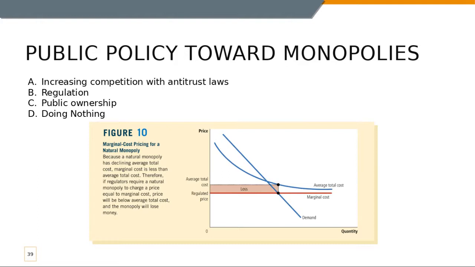Another option, though, is simply regulation. If we're worried about a monopoly, but the monopoly is effective, what we can do, particularly for natural monopolies, is put regulations in place that protect individuals from the monopoly and prevent the monopolists from abusing their power. The third option is public ownership.